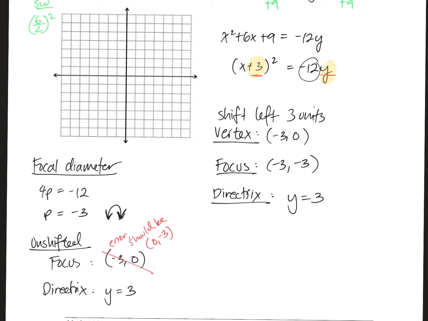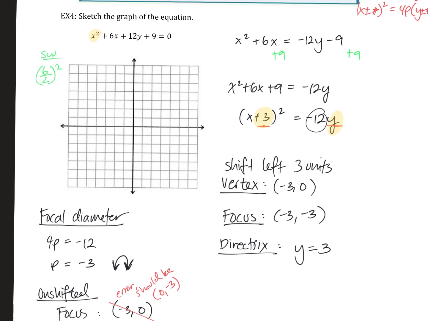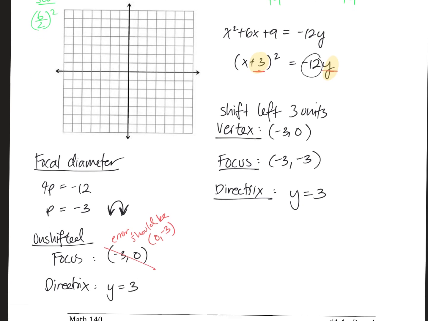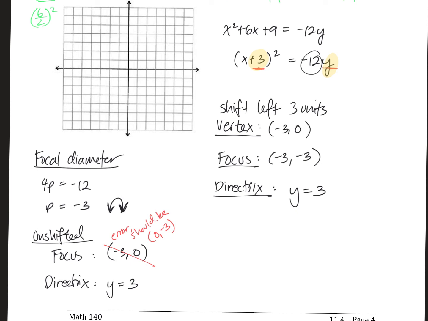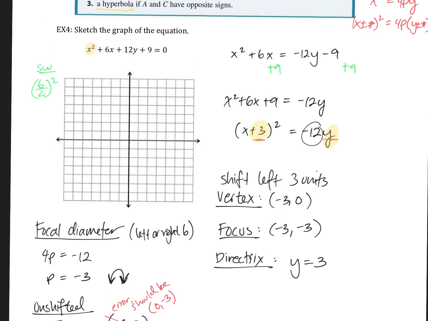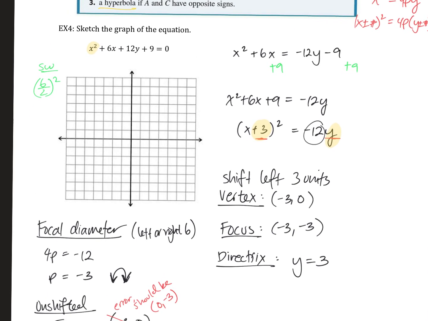We already have those values. The next thing we need to do after we graph those is just find the remaining 2 points. To find those remaining 2 points, we would need to know the focal diameter, which we do. It was 12, which means we're going to be moving left or right half of 12, which is 6 units. So let's go ahead and put in our vertex, negative 3, 0. And then our focus is at negative 3, negative 3. Directrix is y equals positive 3, 1, 2, 3.